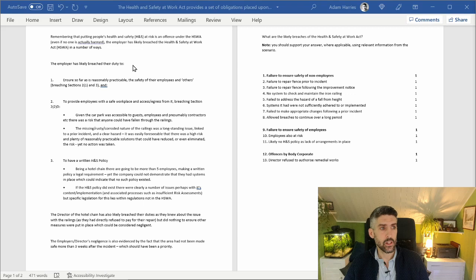Now I want to just point out, this is a good way of laying out the answer, because by making that statement, the employer has likely breached their duty to, and then making a list underneath it, it saves the learner having to repeat those words. It would be a repetitive statement. So by just saying it once and then listing underneath it, that's a good economic and efficient use of language there. Ensure, so far as is reasonably practicable, the safety of their employees.